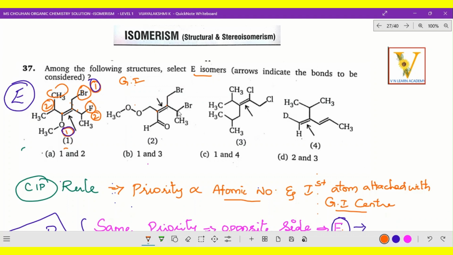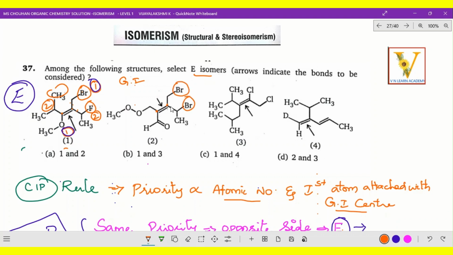Wherever double bonds, wherever alkenes are available, we can easily identify the attached groups, their priority order, and we can identify the E and Z isomer. Now here it is a double bond, an alkene, so the arrow mark indicates this. This is one Gi and this is one Gi. The first atom connected with the Gi is bromine, and this is also connected with bromine. Now this is also bromine and this is also bromine.